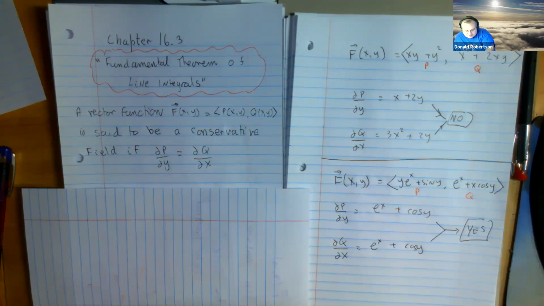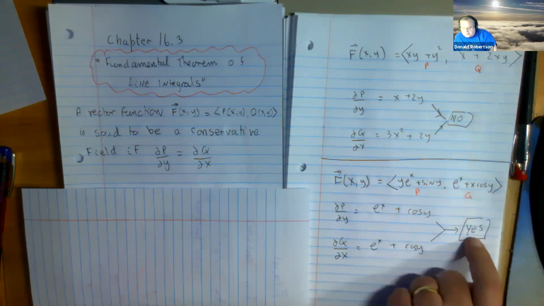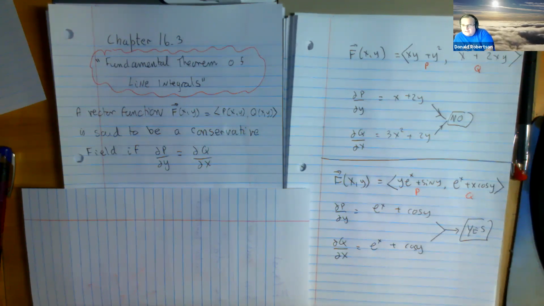Would you agree that it's probably easier not to be a conservative field than it is to be one? If you just randomly pick a vector function, there's going to be a large number of no's. So for the most part, we are going to be more interested in the yeses, because if it is a conservative field, it has a lot of properties that are quite unique and really useful.